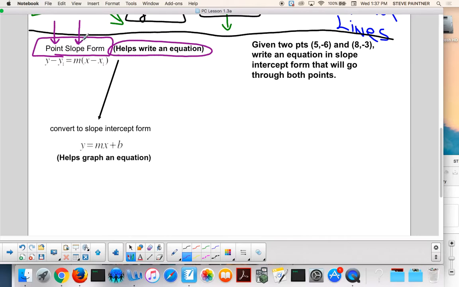So look, read that question right here. Given 2 points, (5, -6) and (8, -3), write an equation in slope-intercept form that will go through these points. If you're going to write the equation, you need a point and a slope. Well, you've got 2 points. You don't have a slope. So the first thing I would do when I read this problem in my assignment today is find the slope. Go get your slope.